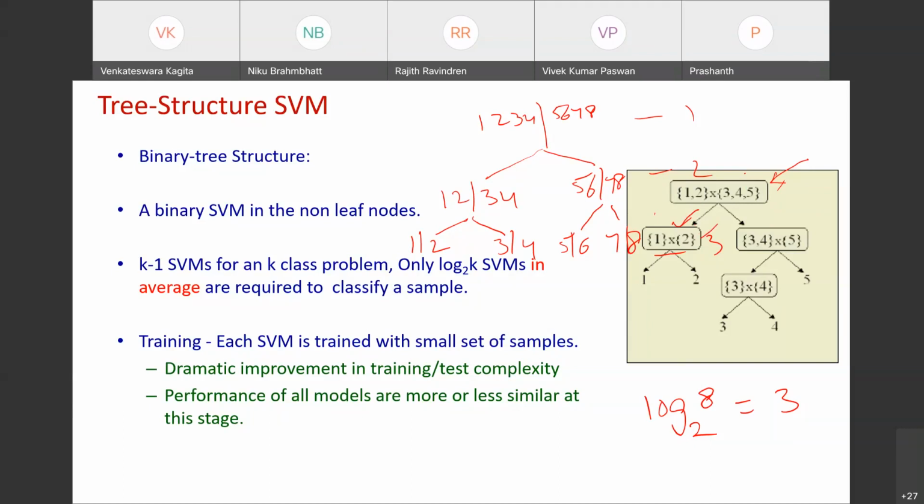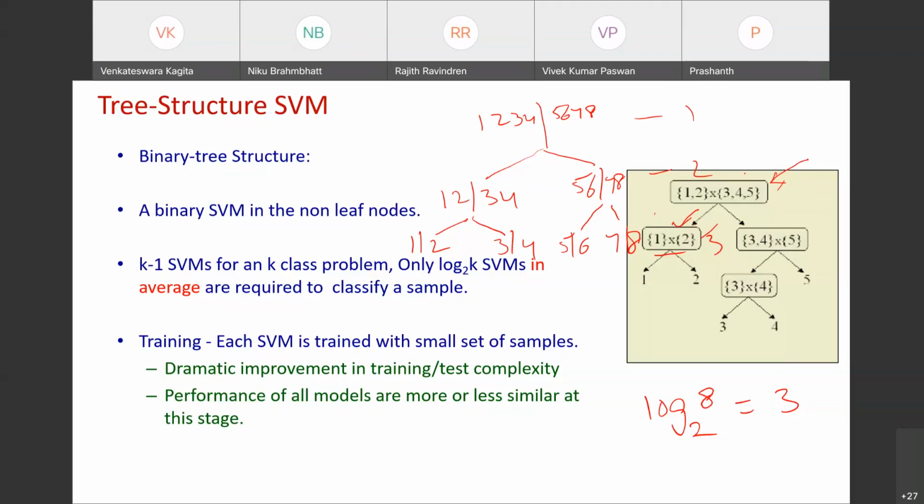But one problem is there in the one against all. Another problem is the class imbalance problem. Because one against all means only one class is on the positive side, and the rest of them are on the negative side. So there is a class imbalance problem. Very few instances belong to one class, and more instances belong to the other class. So in that case, the classifier may be biased towards one particular class.